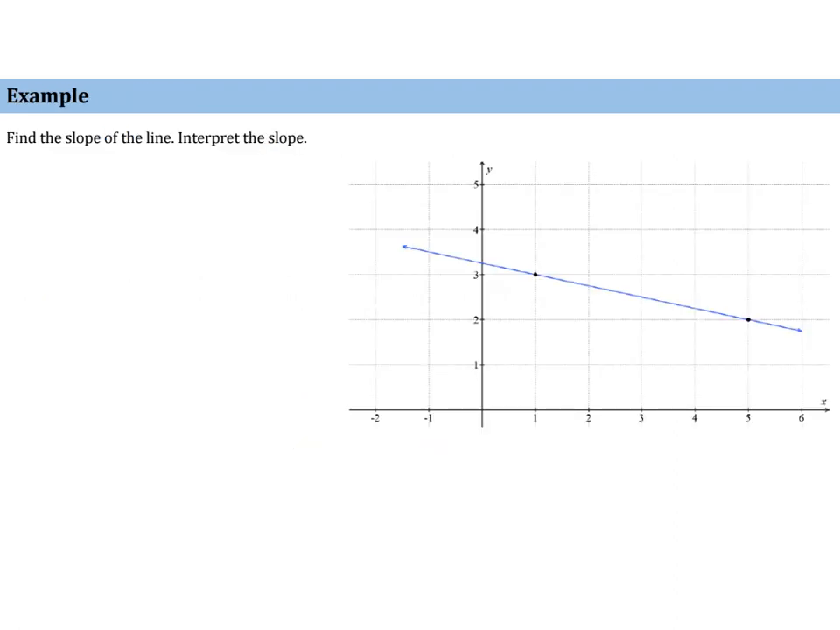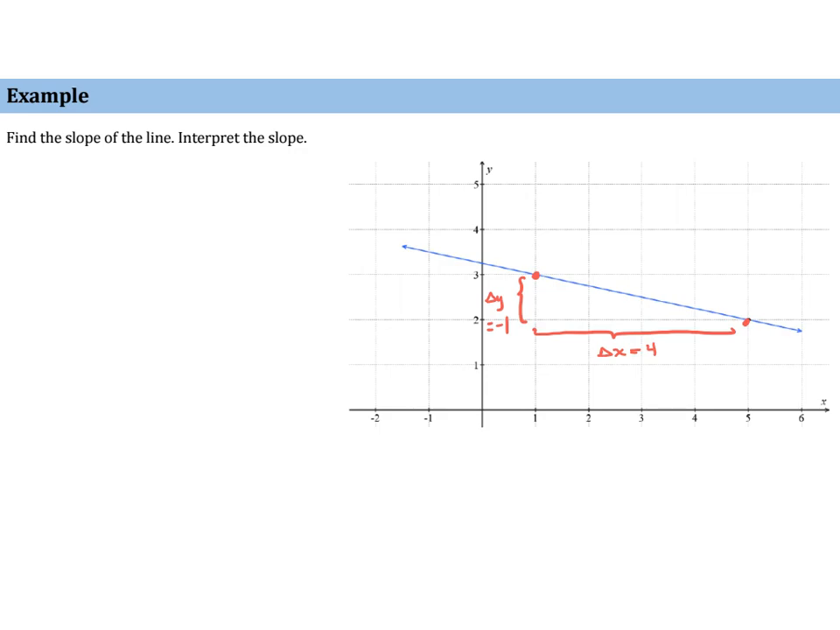So let's look at this particular line. We have a point at (1, 3) and another point at (5, 2). We want to know what the slope of the line is. So from that point to the next point, you'll notice that delta y is equal to -1. The run is delta x, and you'll notice that that is 4.